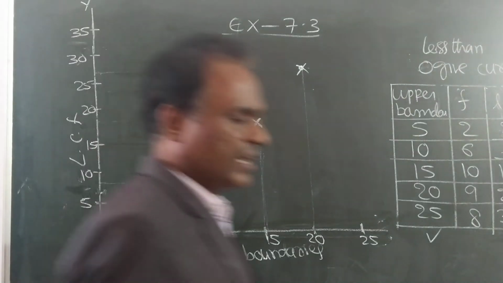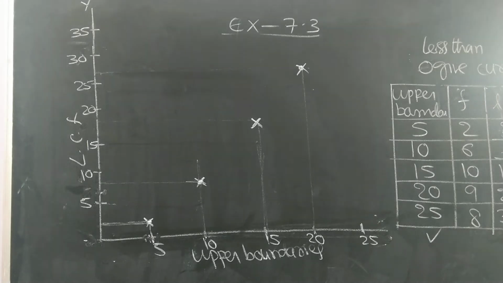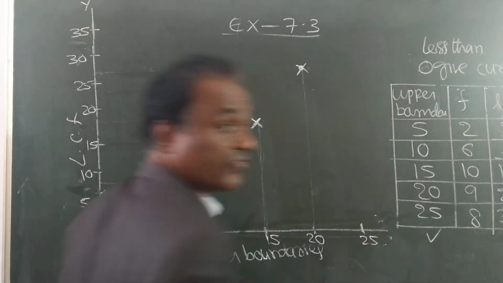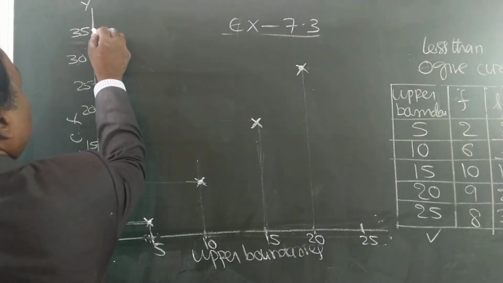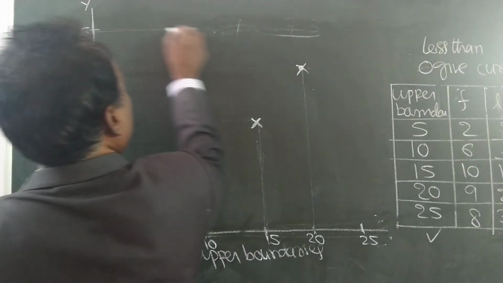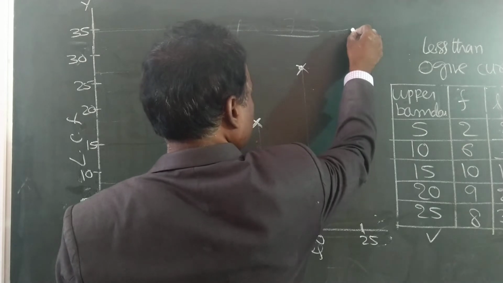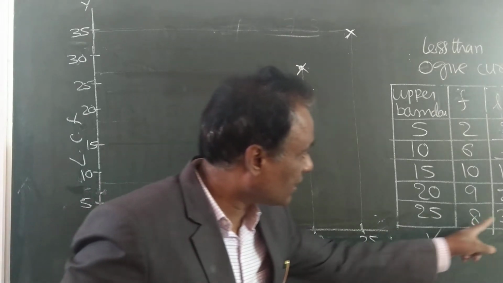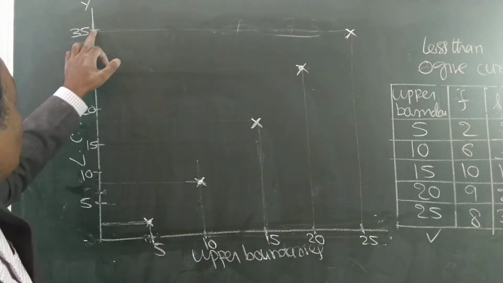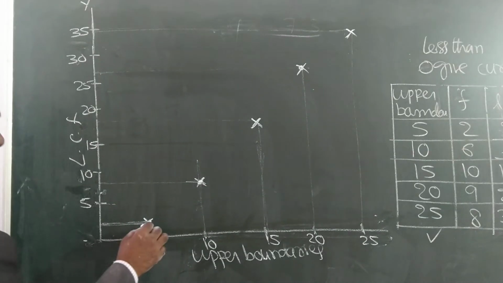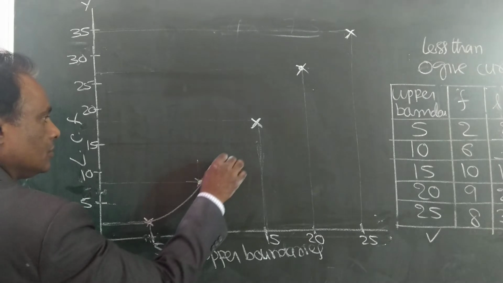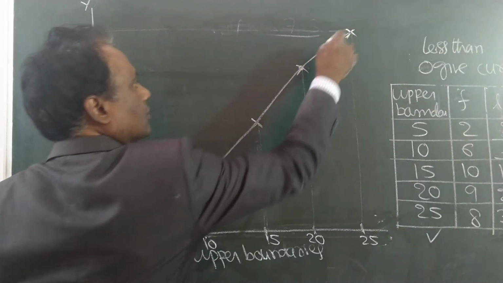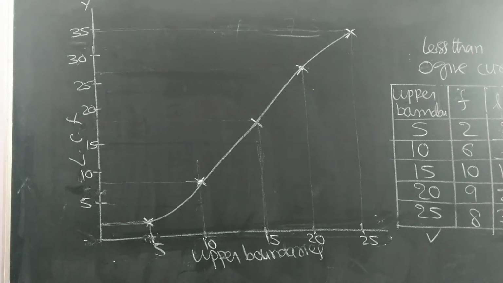One more point. Next, 25, 35. This is the curve: the less than type ogive curve. Less than ogive curve.